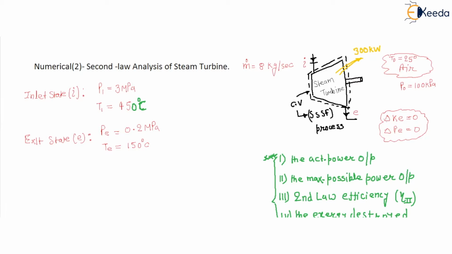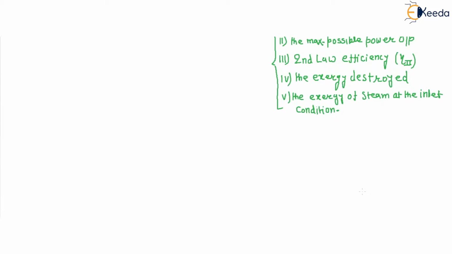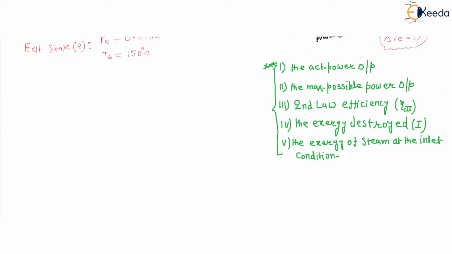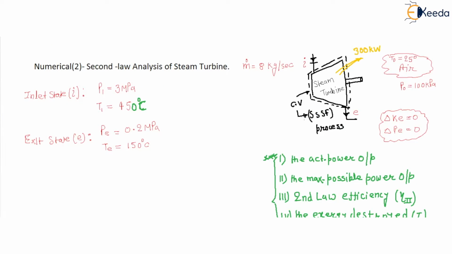So determine all these values: the actual power output from the turbine, the maximum possible power output, the second law efficiency, and the exergy destroyed, that means the irreversibility, that you have to calculate. And number five, what is the exergy of the steam at the inlet.